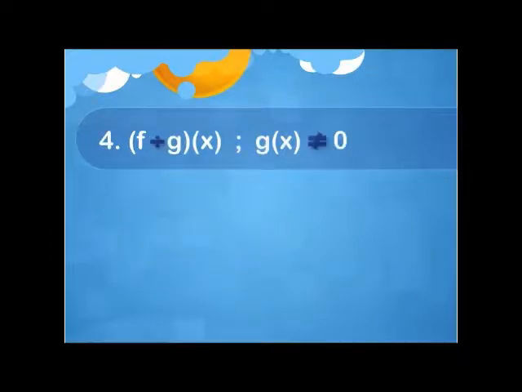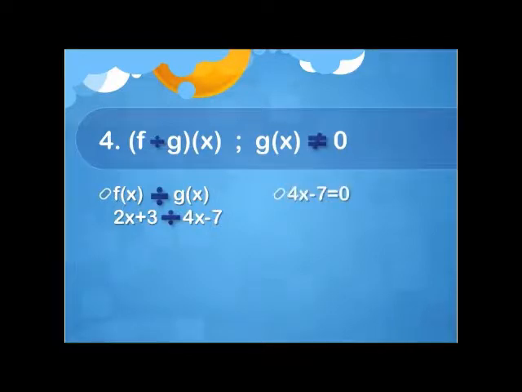When you have (f divided by g)(x), where g(x) cannot equal 0, then you have f(x) divided by g(x). So you have 2x plus 3 divided by 4x minus 7, and since this is in lowest terms, you can't do anything else with it. But the denominator of 4x minus 7 can't equal 0. So you take negative 7 and add it to both sides, so you get 4x equals 7. Then you divide both sides by 4 and you get x cannot equal 7/4.